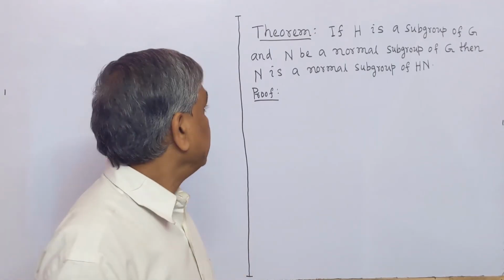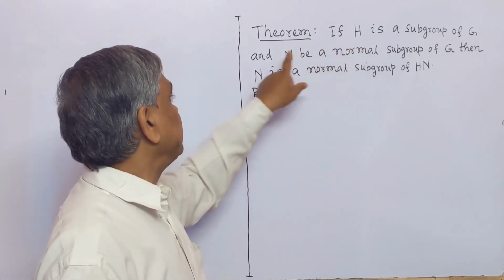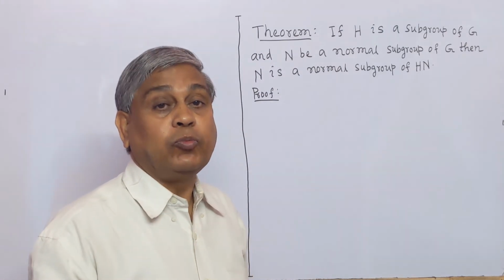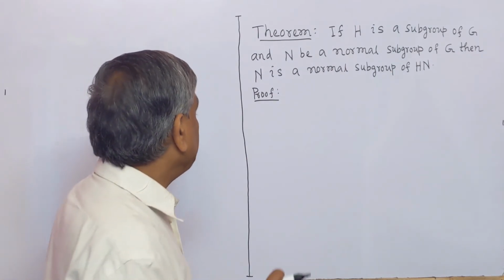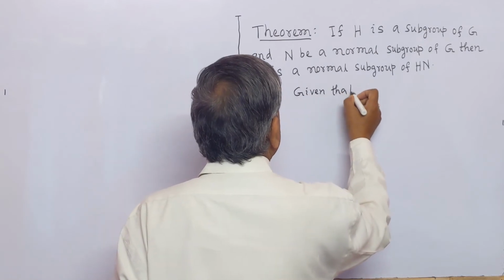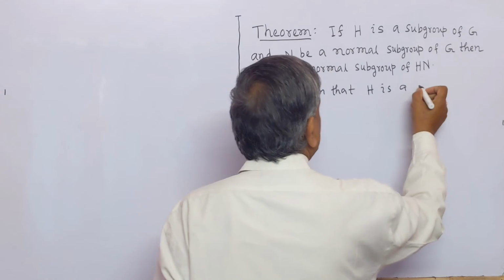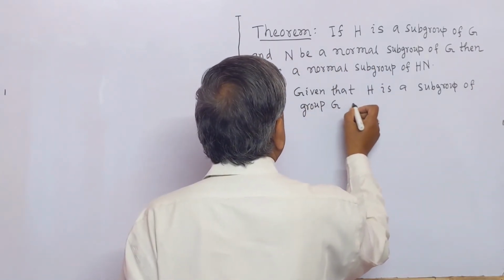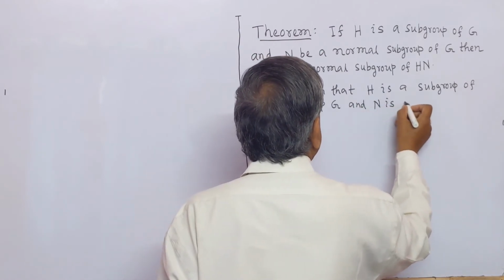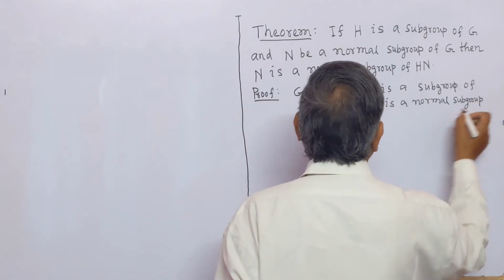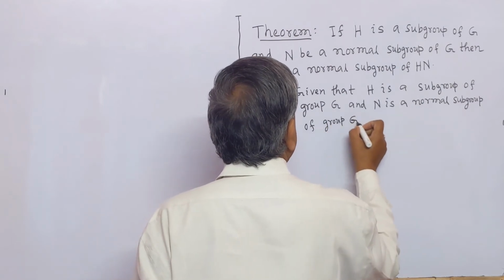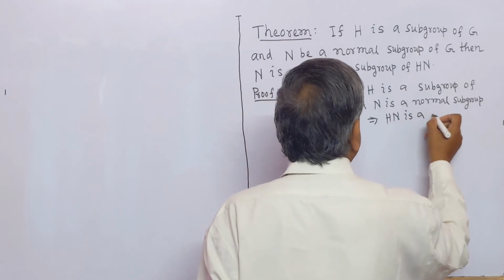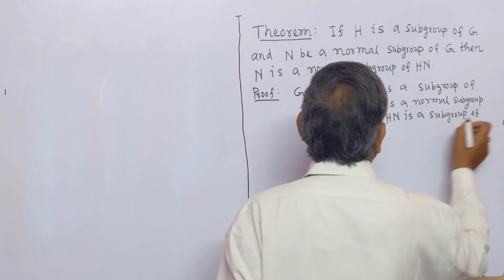Now we prove the next theorem. Theorem is, if H is a subgroup of G and N be a normal subgroup of G, then N is a normal subgroup of HN. Now we prove this. Given that H is a subgroup of group G and N is a normal subgroup of group G, implies that HN is a subgroup of group G.